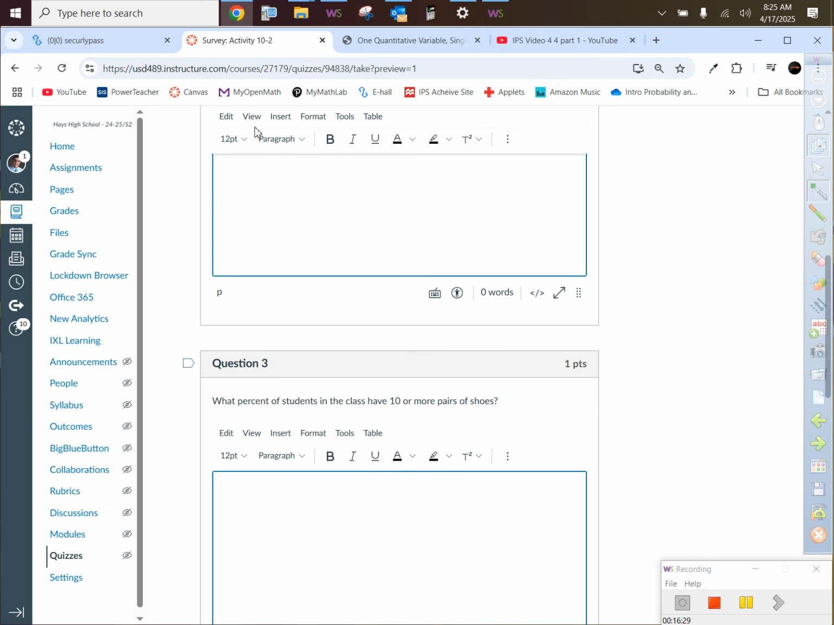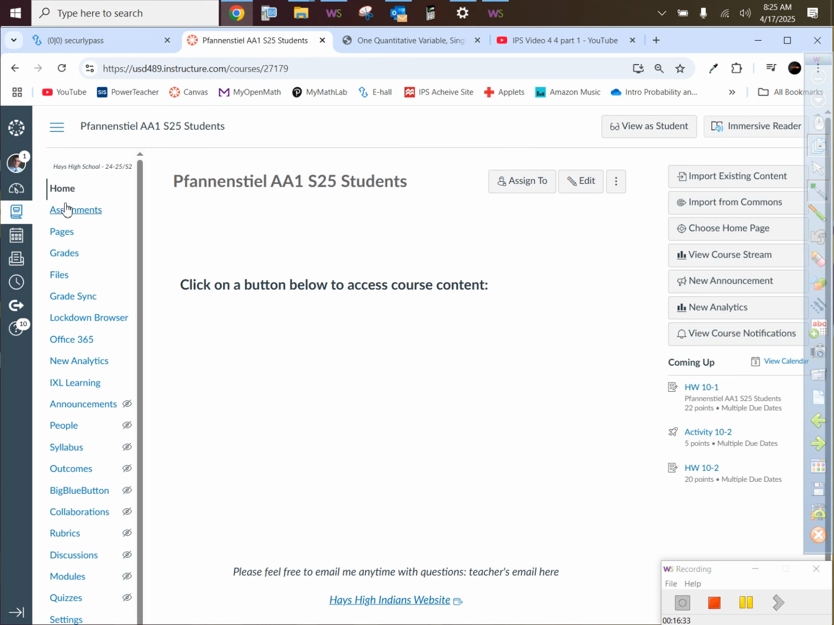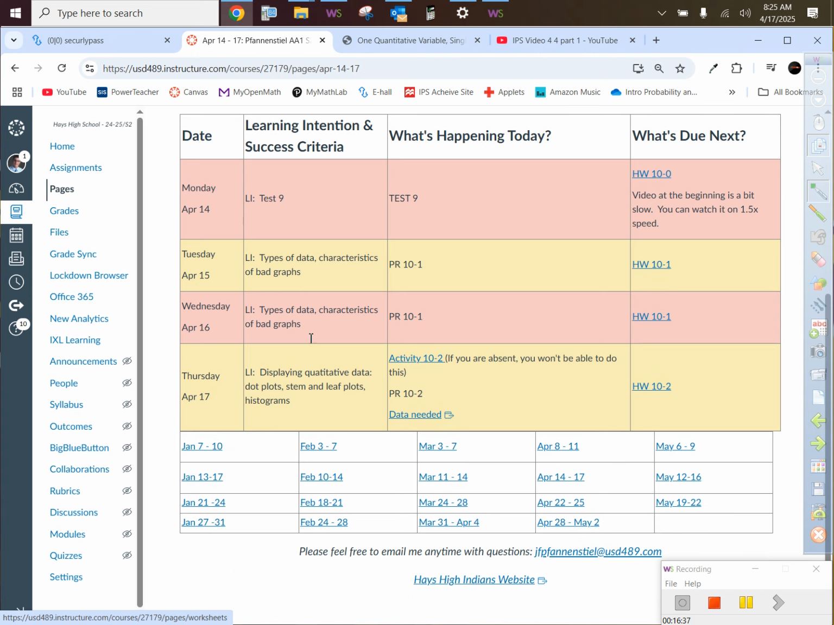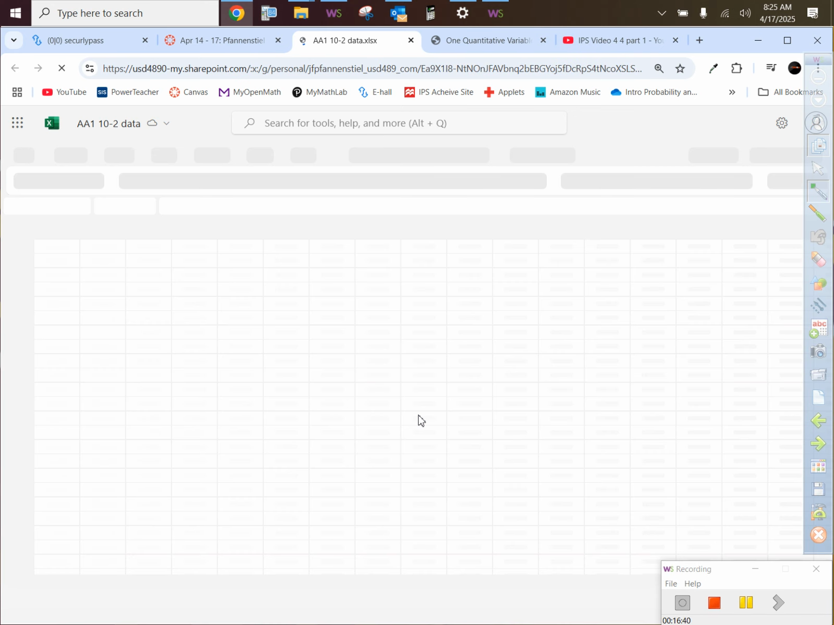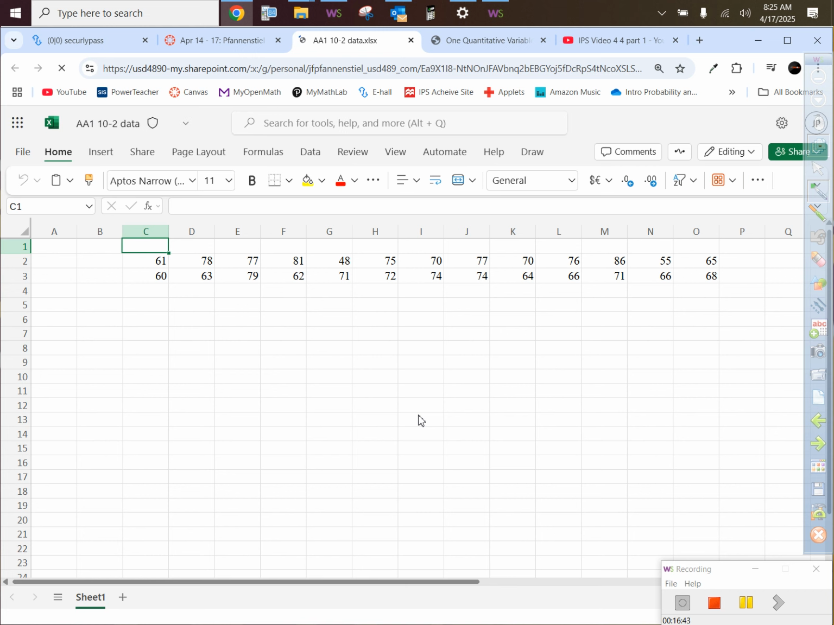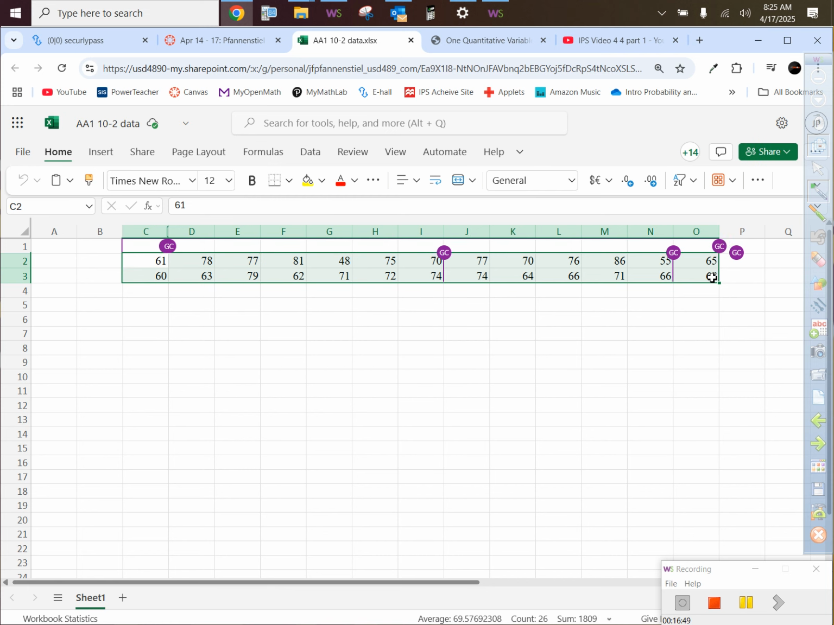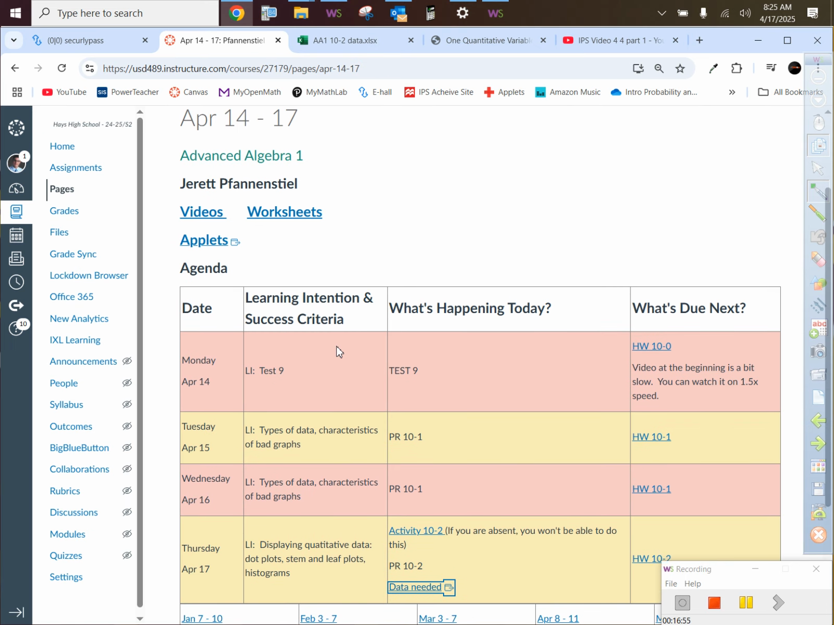So if we go back to the agenda, you'll see a link on the agenda that says, like, data needed. I went ahead and put that into a spreadsheet for you. This is this data right here. Cool? Copy it. Just go in here, take it all, and Control-C. Copy that data. Then go back to your agenda and click on Applets.